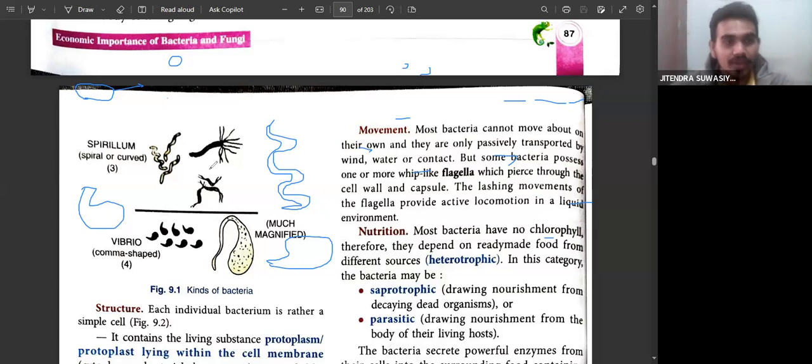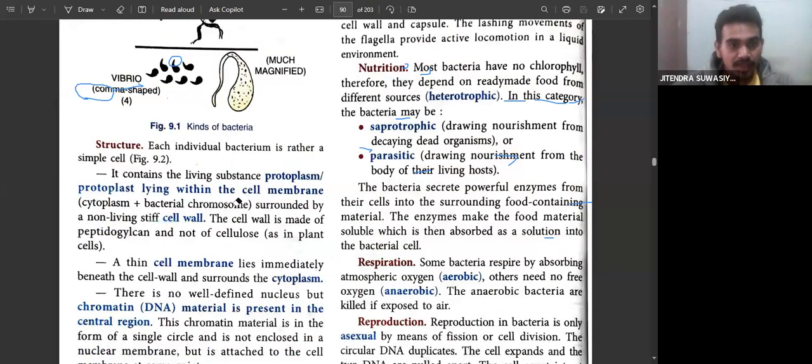Then we have structures. We have different structures. Each individual bacterium is a simple cell. They are unicellular organisms, the organisms which are capable of doing a lot of things, and they are just single. The multicellular organisms are composed of many cells which perform different functions. Like we are multicellular organisms, plants are multicellular organisms, but amoeba are unicellular organisms.